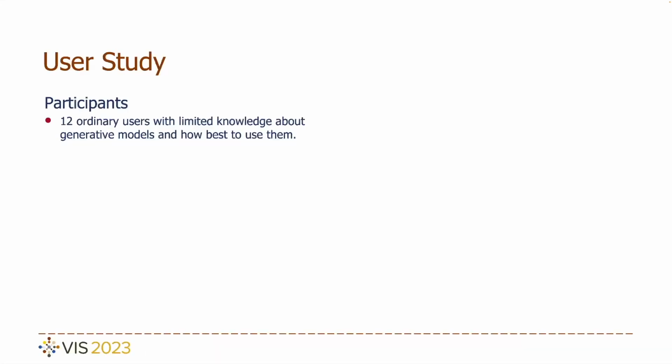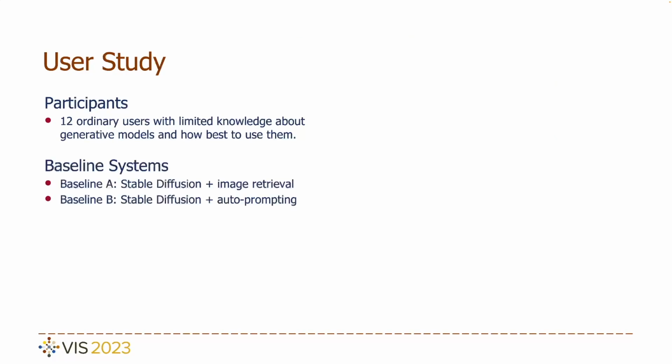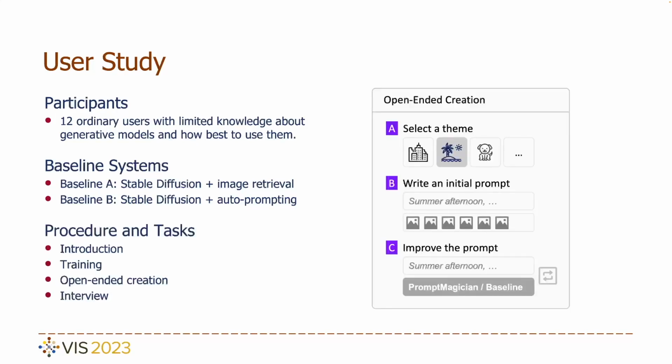To evaluate the system, we conducted a user study and recruited 12 ordinary users from a local university. Participants were required to complete open-ended creation tasks using our system and two baselines. The creation task consists of 3 major steps, including selecting a theme, writing an initial prompt, and iteratively improving the prompt using the systems.